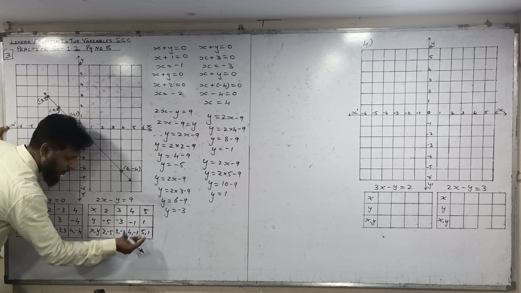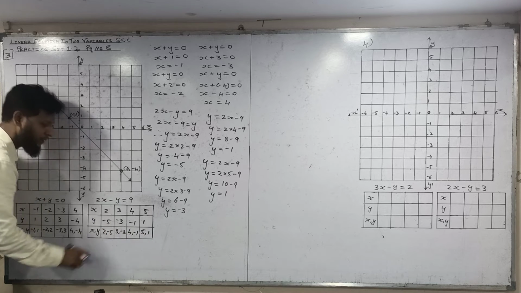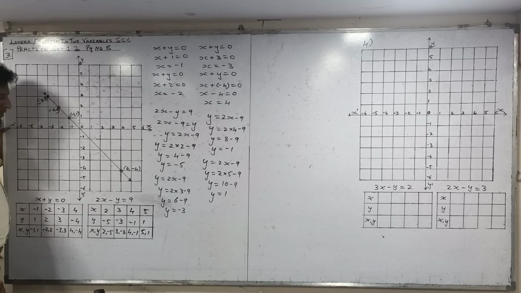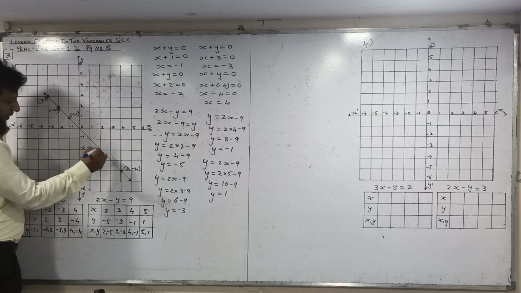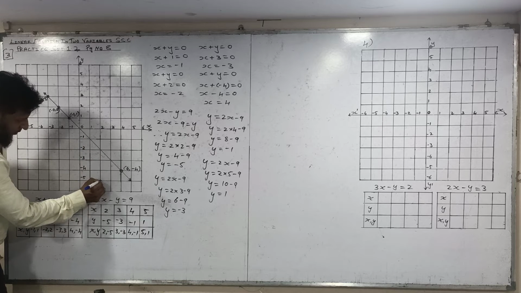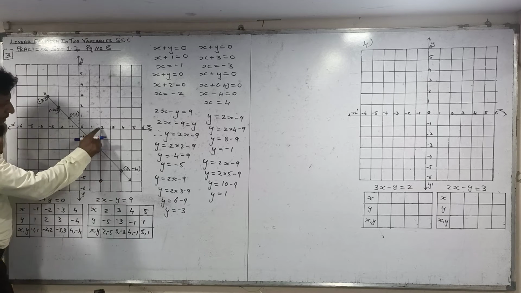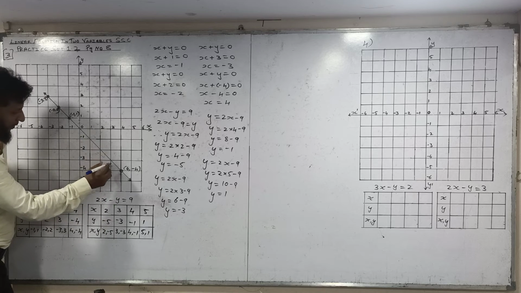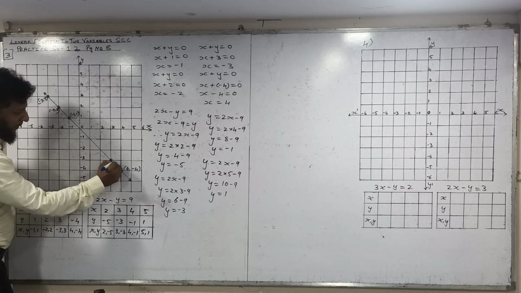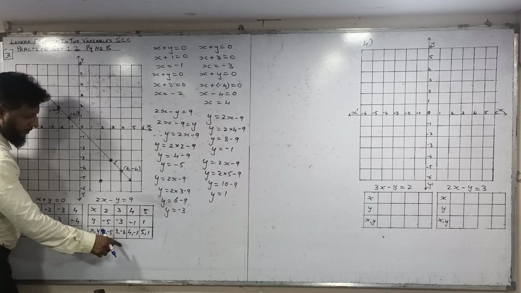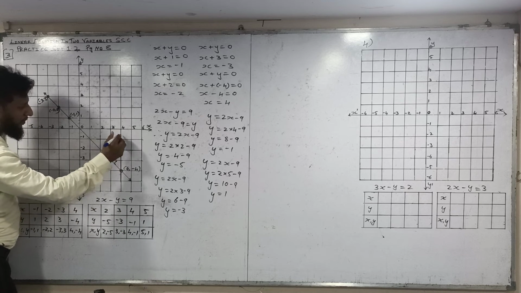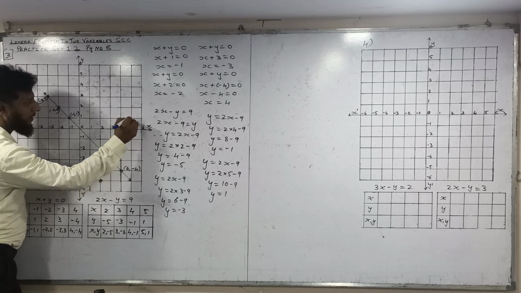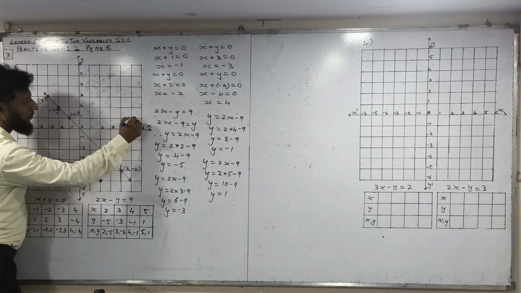So here we can see the line has crossed the quadrants, because there are positive and negative values, so we can draw the line easily. 2 and minus 5, x value 2, y value minus 5. So this is our first point. X value 3, y value minus 3. So this is our point, 3 and minus 3. 4 and minus 1, x value 4, y value minus 1. So this is the point, x value 5 and y value 1. So this is our fourth point.